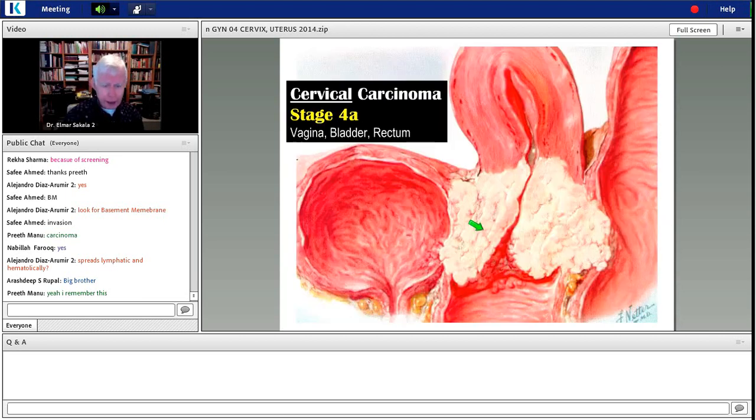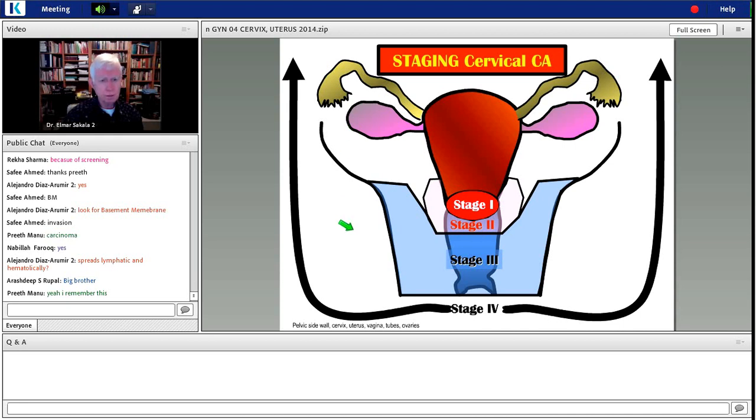Okay, here you can see it has gone anteriorly to the bladder. It's gone posterior to the rectum. This is stage 4. I already showed you this, the staging. Stage 1 is involving the cervix only. This is where you do a simple hysterectomy. Stage 2, it has gone partially out into the broad ligament.